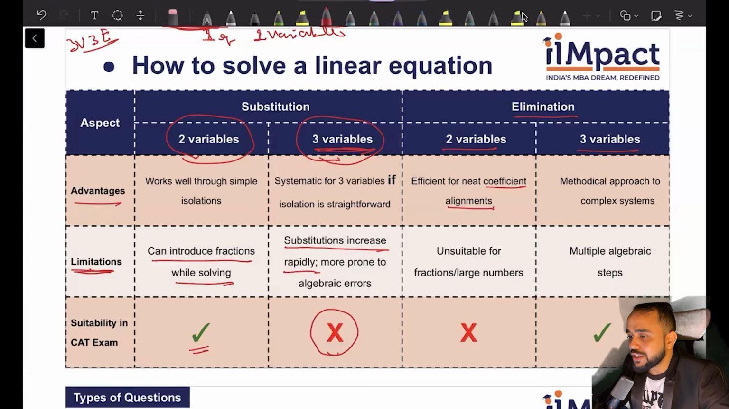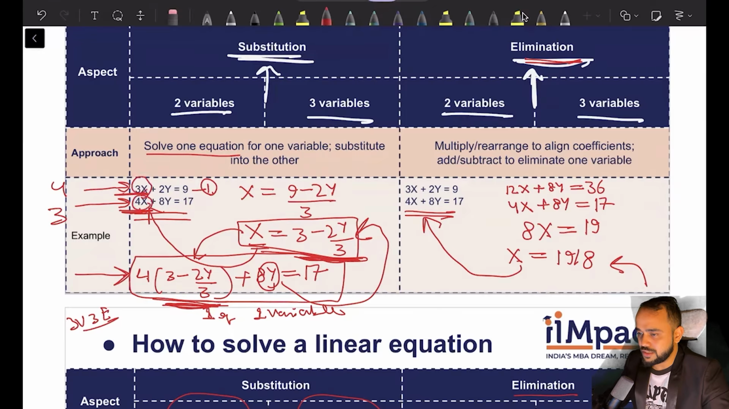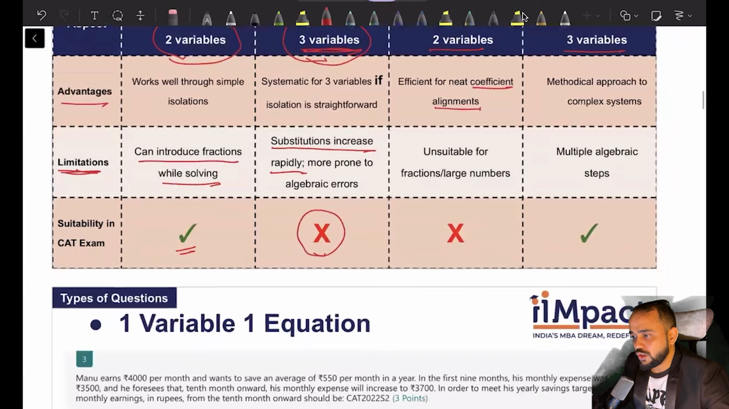In the previous example, it was very easy, because what did we have? 2y and 8y. It was clear I should multiply the first one with 4. If I wanted to manipulate on x, I would have multiplied the second equation with 3 and the first equation with 4 to get the LCM of 3 and 4, which will give me 12x and 12x here. So when I subtract, I'll get y directly as a value. So for smaller numbers, it is a good method. For a three variable situation, I would still say it is the better method.